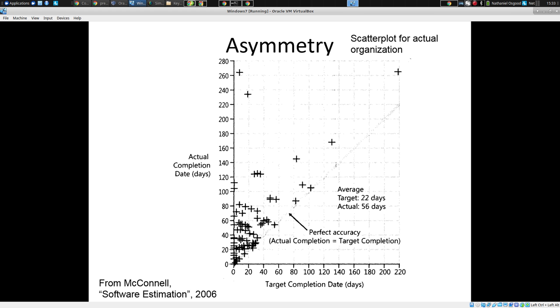Are any coming in over their target date? How many? 90%. Is it a little, or sometimes is it a lot? Okay, let's take a case in point. Let's take this trio here. It was estimated to finish about 30. The target was about 30 days. How long did it actually take? Somewhere upwards of 120.